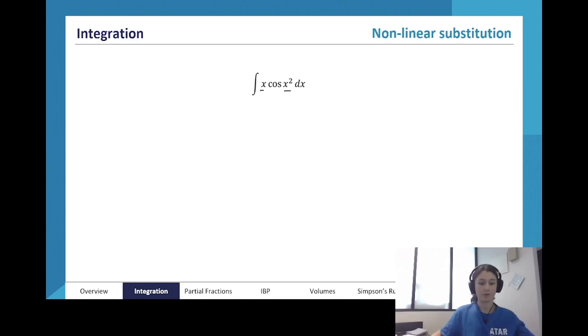We're going to follow the same steps as our linear integration example. Remember, our first step is to let u equal the thing that we're substituting. So I'm going to let u equal x squared. And now we need to find the derivative of u with respect to x.